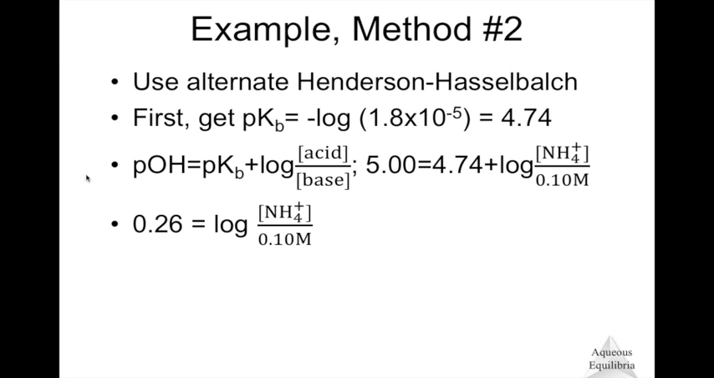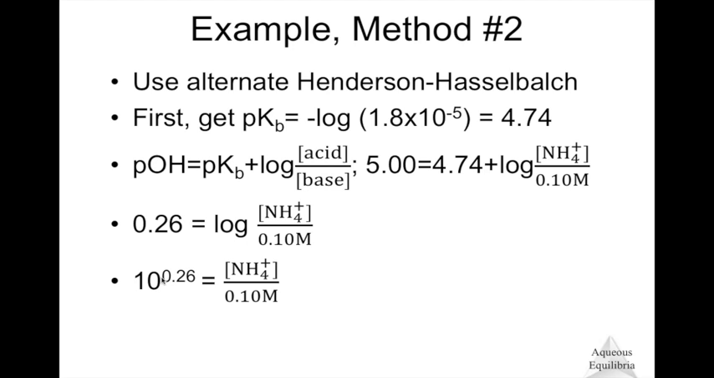So we have pOH equals pKb plus log of acid over base. We already found our pOH before, but if you're doing it this way, you would do the same thing. So our pOH is 5, we got our pKb, and we have log of NH4 plus, which is what we're trying to find. We were given the concentration of our base of 0.1. And so moving this over, it's 0.26 equals log of NH4 plus over 0.1.